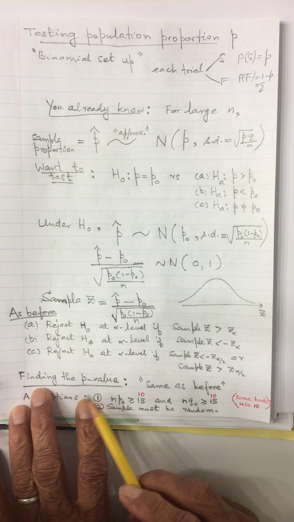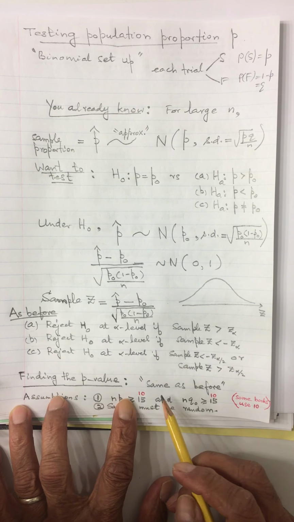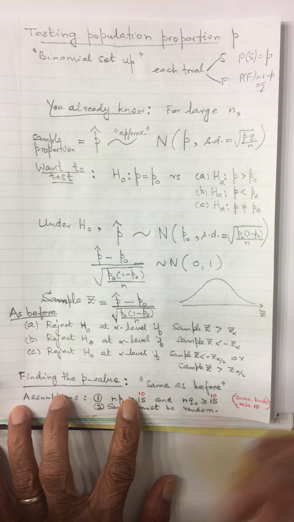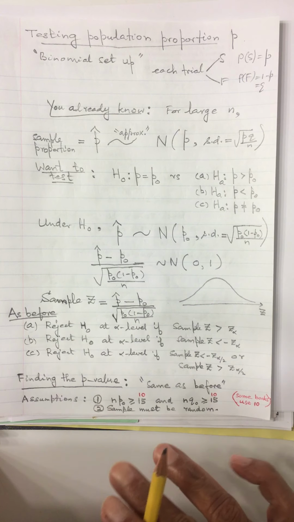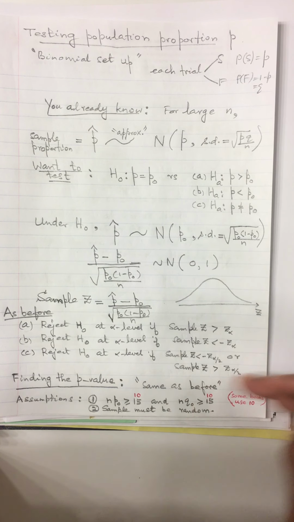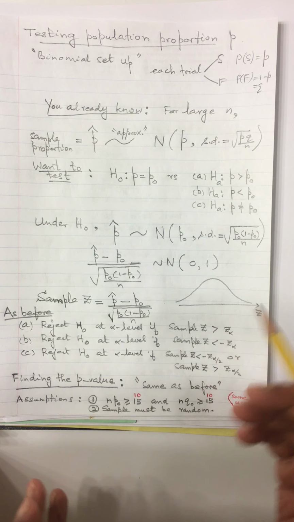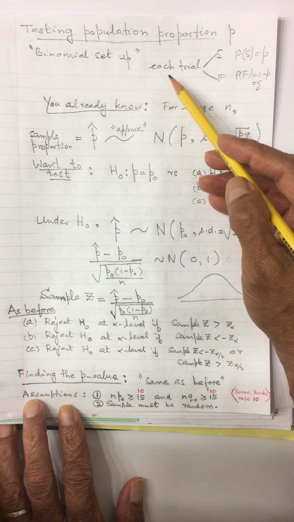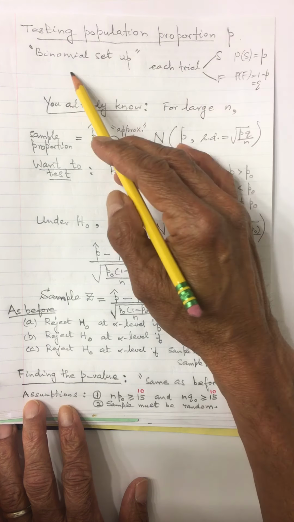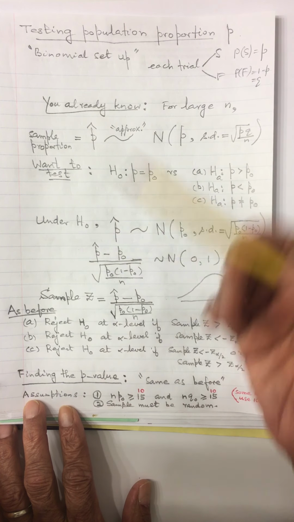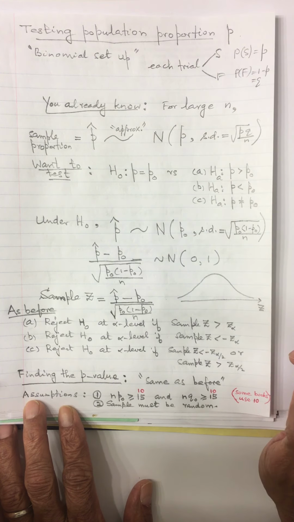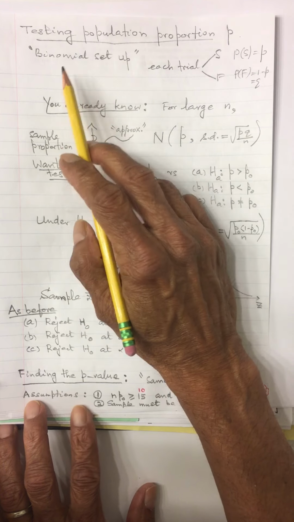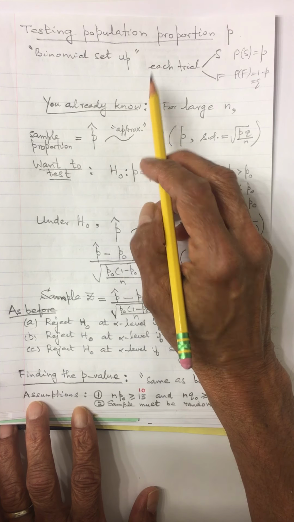Finding the p-value is exactly the same as in the other cases. It depends on the alternative: you set your cutoff, write down the sample Z, and use the Z table to figure out the p-value. As for the assumptions, the trials have to be independent, of course, in the binomial setup. It is a random sample, or n independent identical trials. You remember those words we use in the binomial setup: n independent identical.